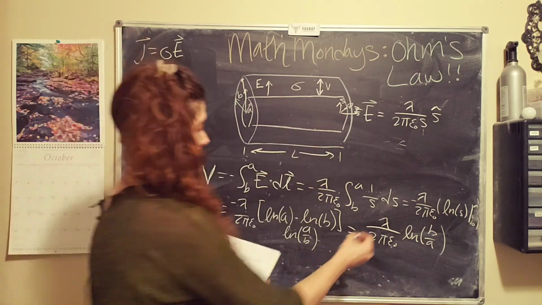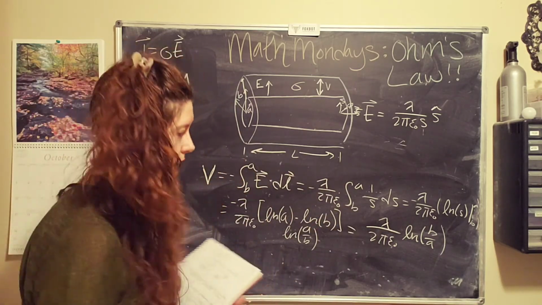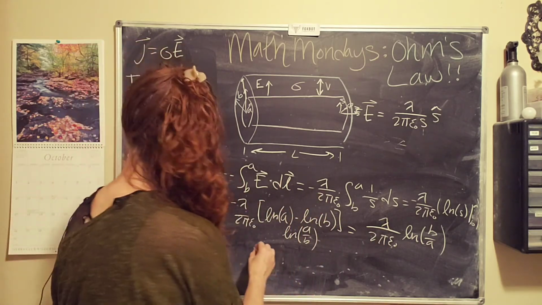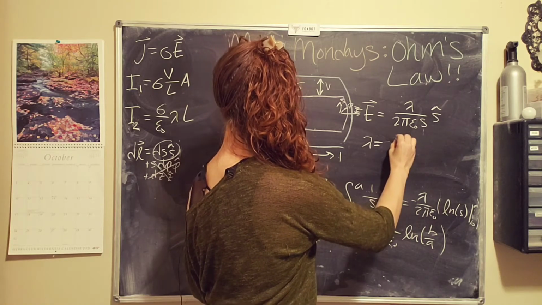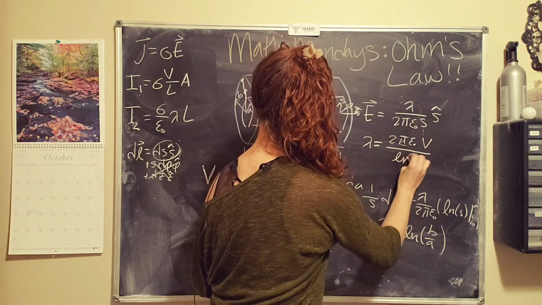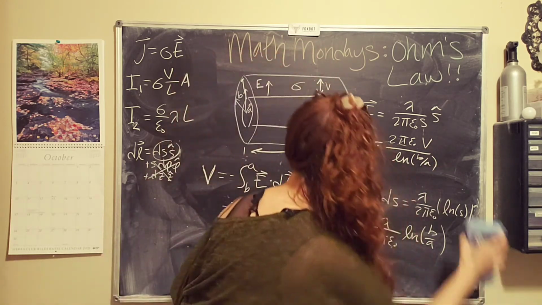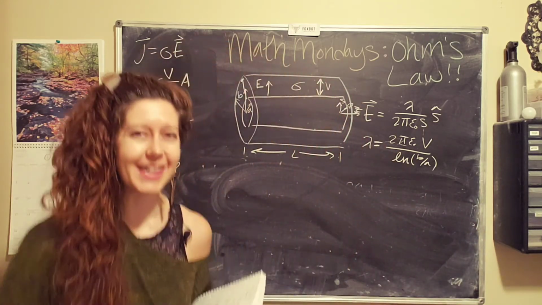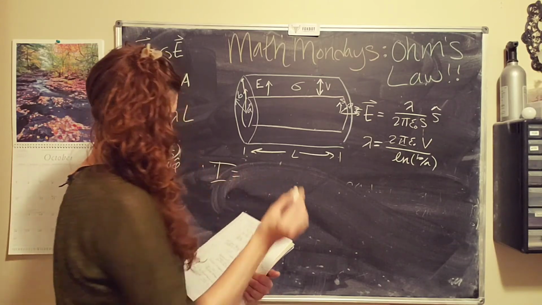So we need to replace lambda in this equation with lambda from the potential, aka we just solve for lambda. And so we get lambda equals 2 pi epsilon naught V over ln of B over A. Okay, and then, we're in the final stretch. Here we go. Now we have the current.